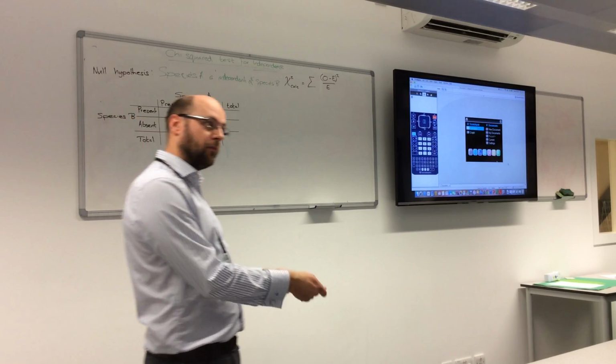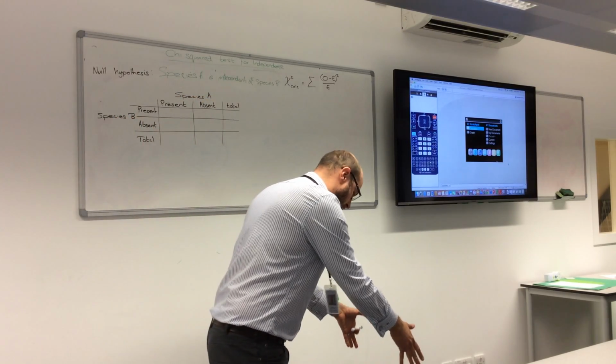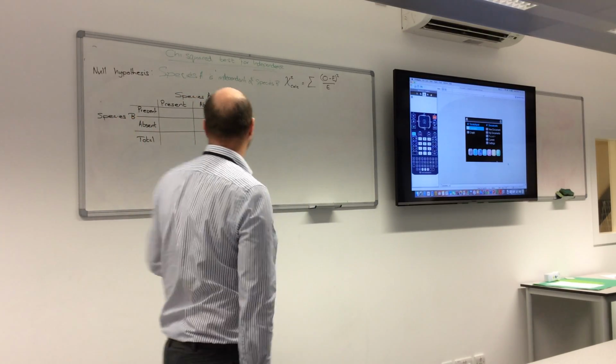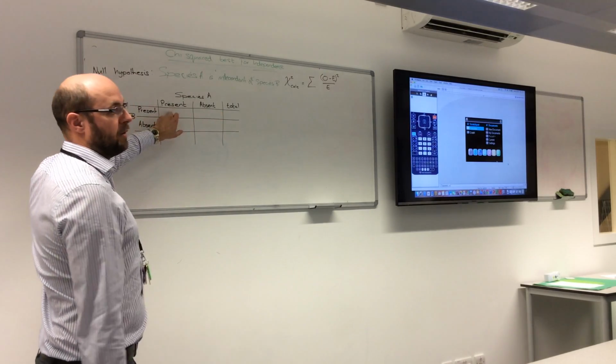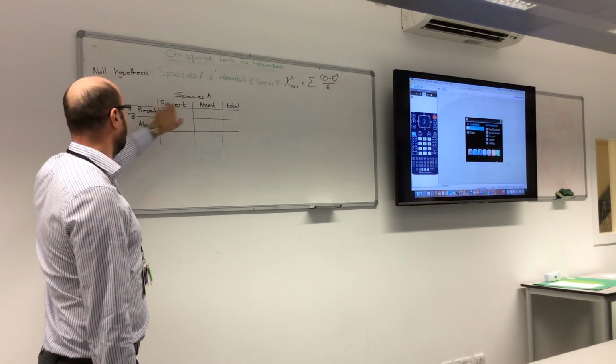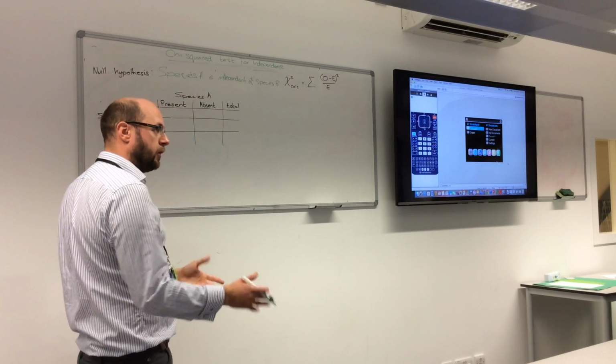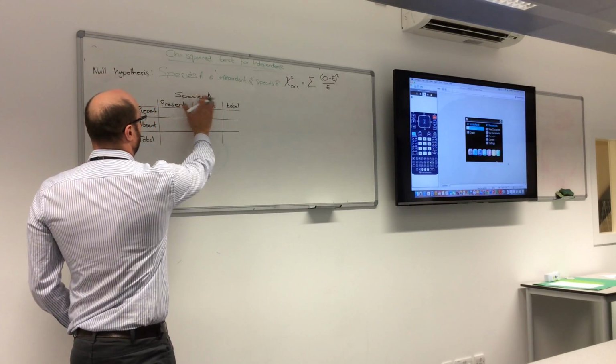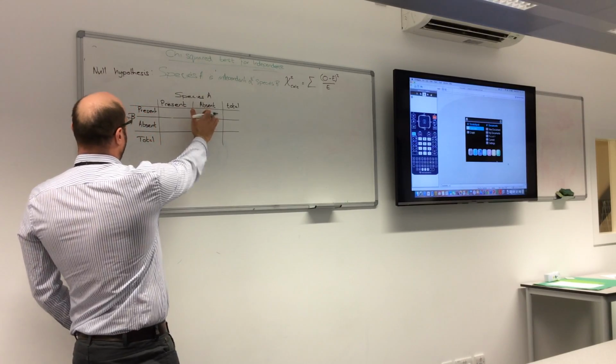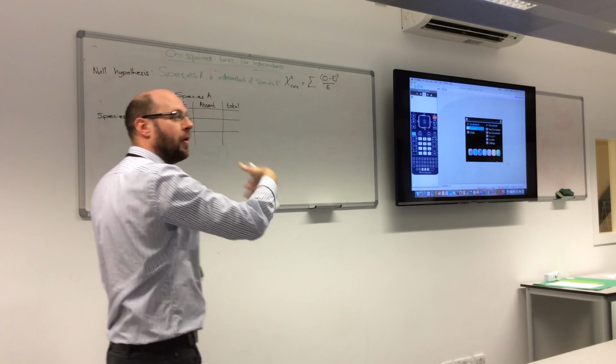So you've gone out, you've laid them all down, and you put a quadrat down, and there's both species present. If there's both species present, that's going to be a number to this box here. Species A present, species B present. You put another quadrat down, at random. Species A is absent in this quadrat, but species B is present. So that would be a number there.